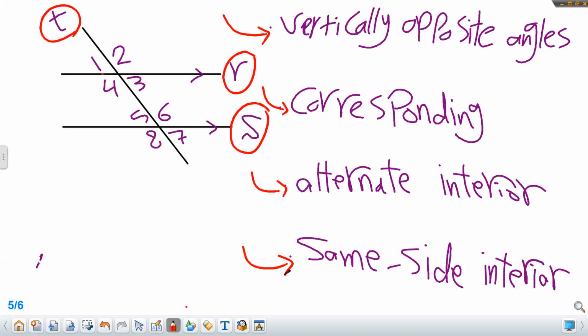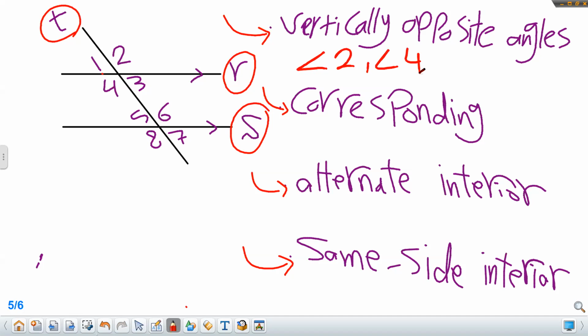For example, angle 1 and angle 3. Another example, angle 8 and angle 6. Some more examples of vertically opposite angles, for example, angle 2 and angle 4.